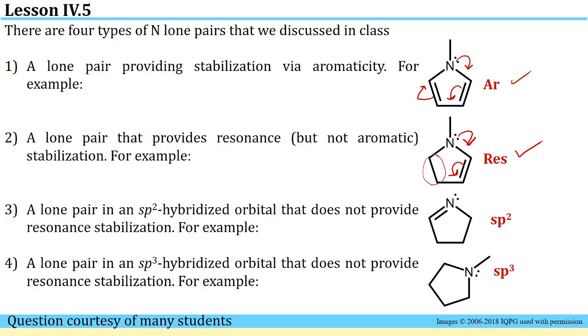You see, we don't have resonance all the way around the ring, but it's still giving some stability to the molecule compared to something without resonance. Then at the bottom, I give 2 cases of lone pairs that are not involved in resonance, and one of them is on sp2 hybridized nitrogen, and one is on sp3 hybridized nitrogen.